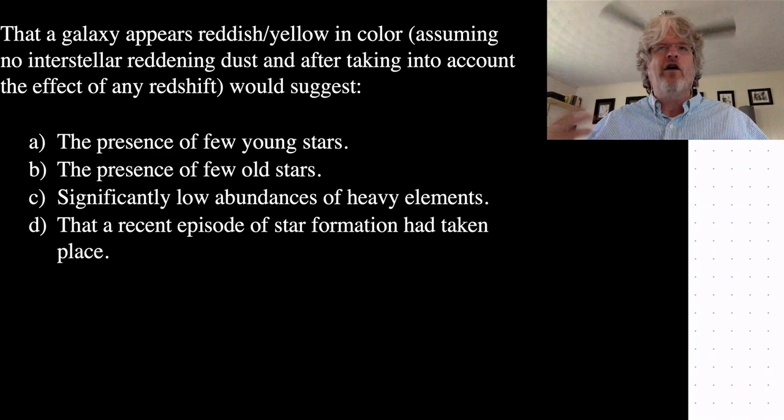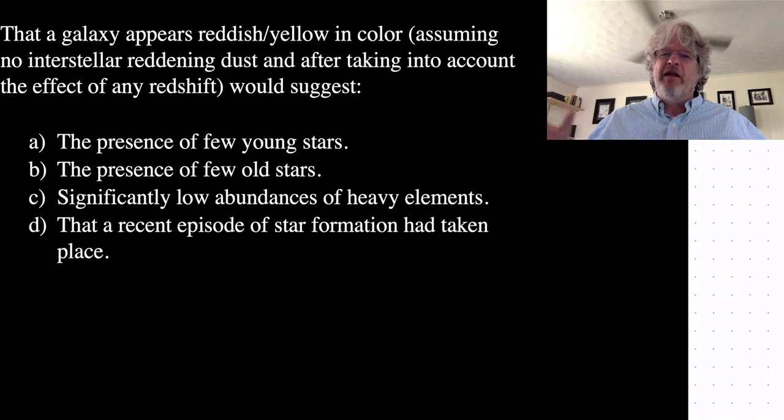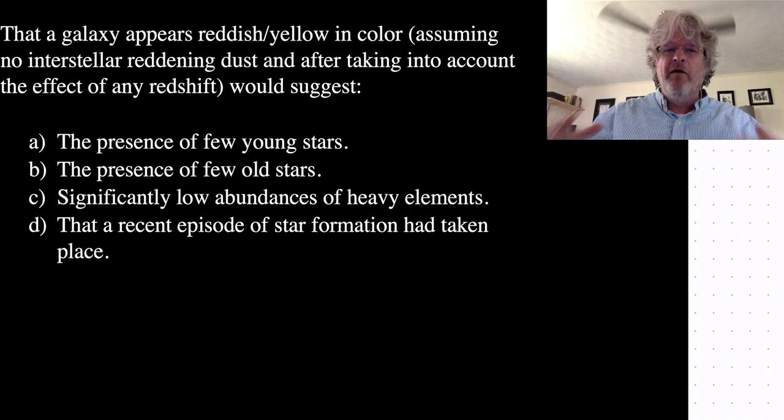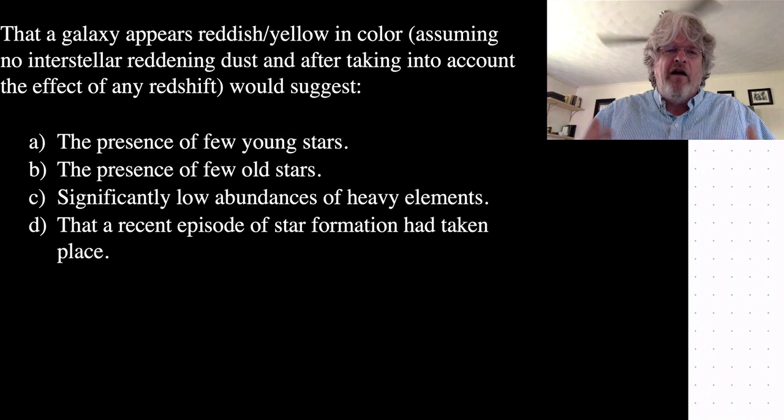We're not worrying about the fact that maybe reddening made it look too red because there's dust, or maybe it looks too red because it's moving away from us. And that bit in parentheses, I'm telling you to ignore all of that stuff and just think really simple. I've got a population then of yellowish red stars. What can I figure out from that? And so your choices are, there are very few young stars, there are very few old stars, there aren't many heavy elements, or that a recent episode of star formation has taken place.